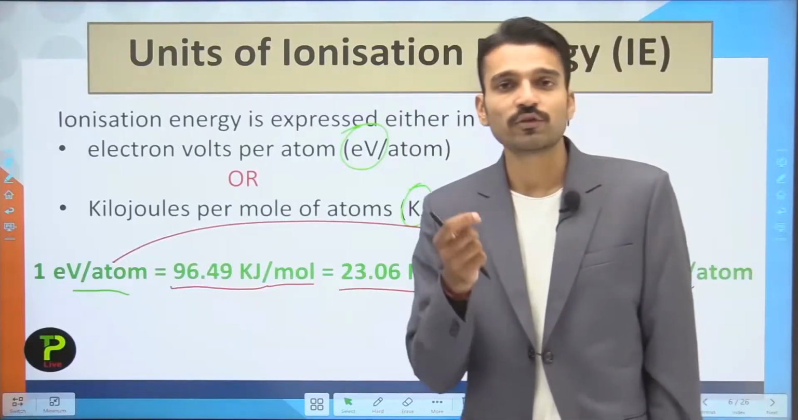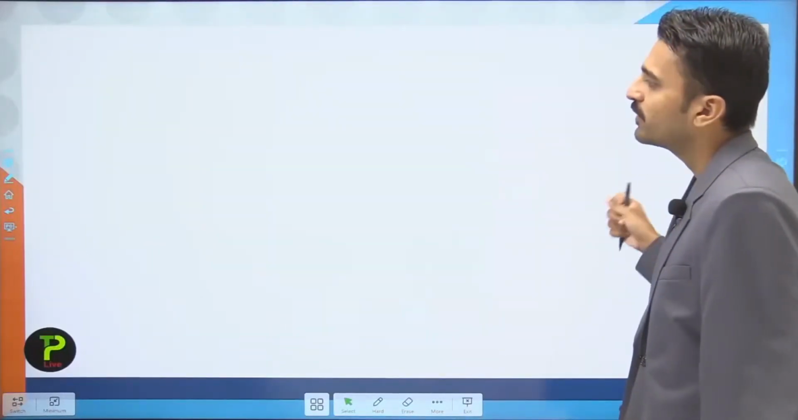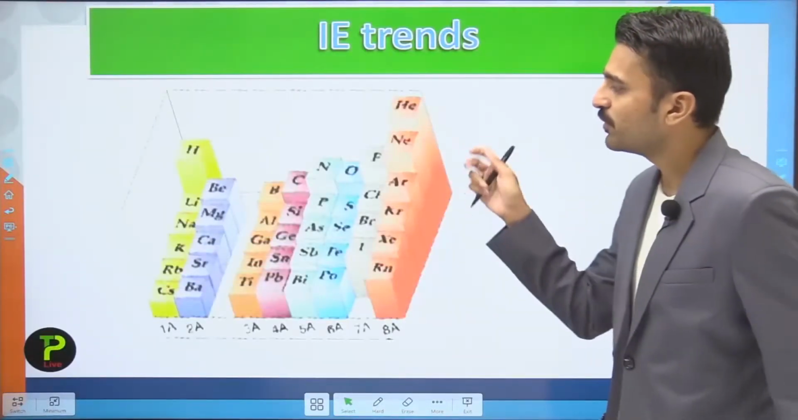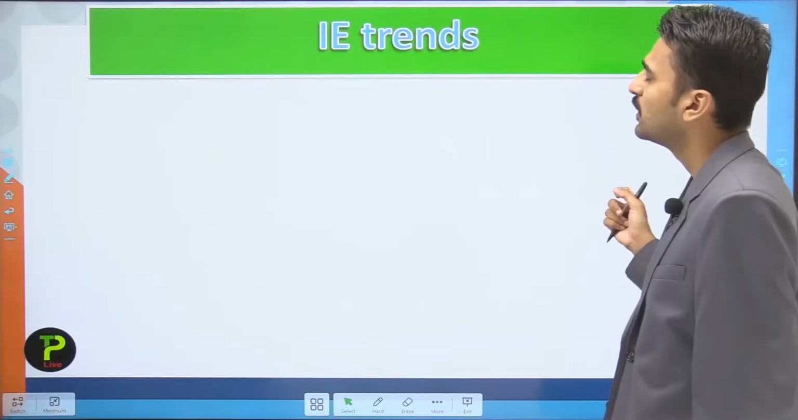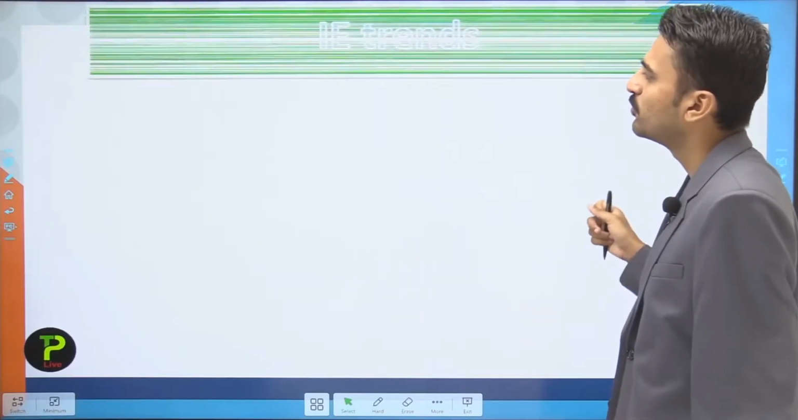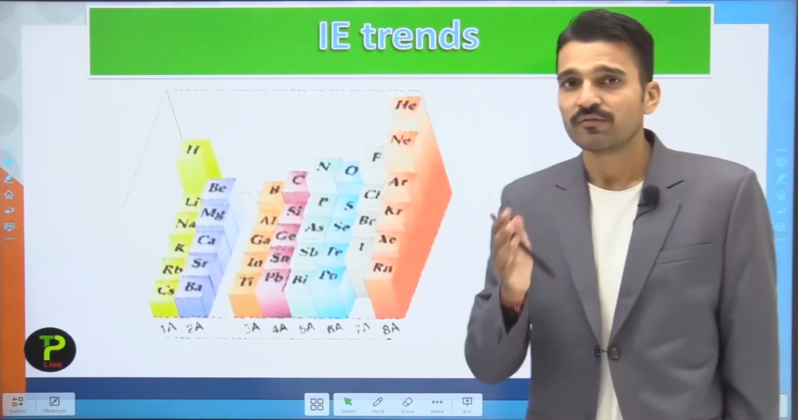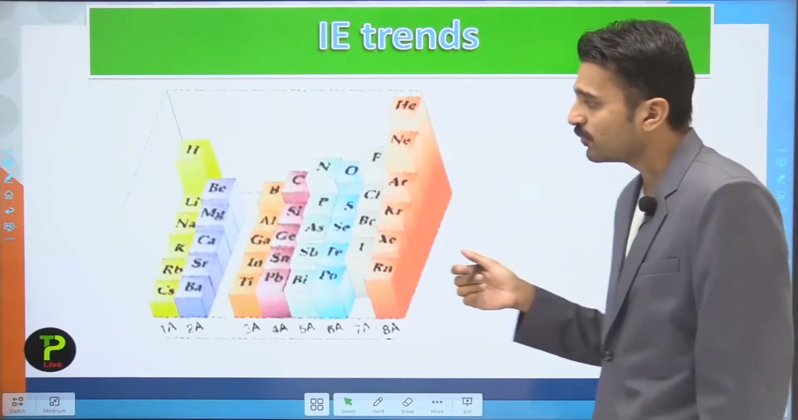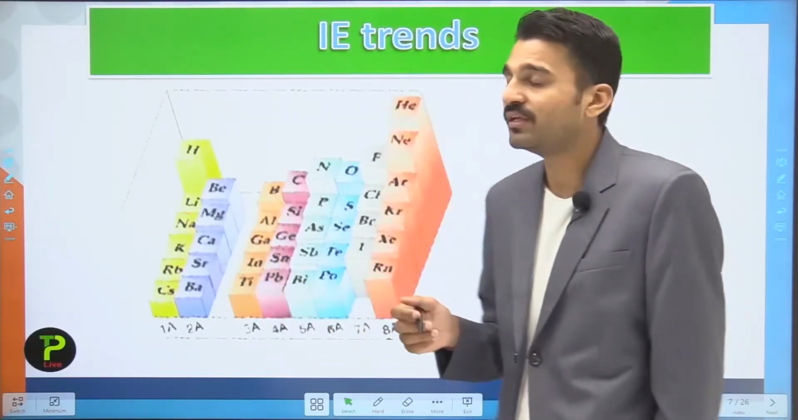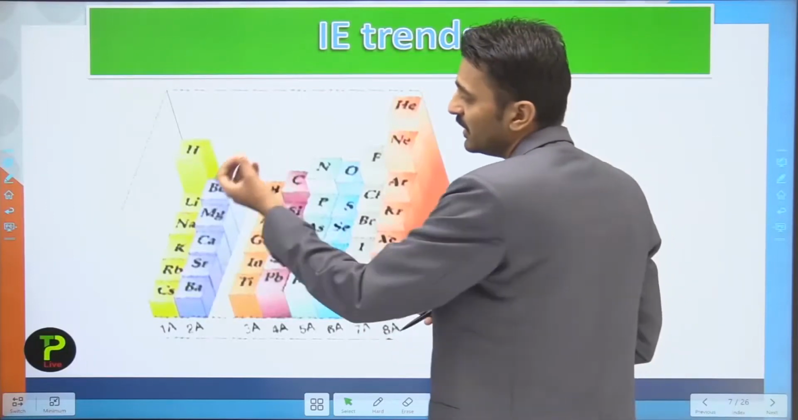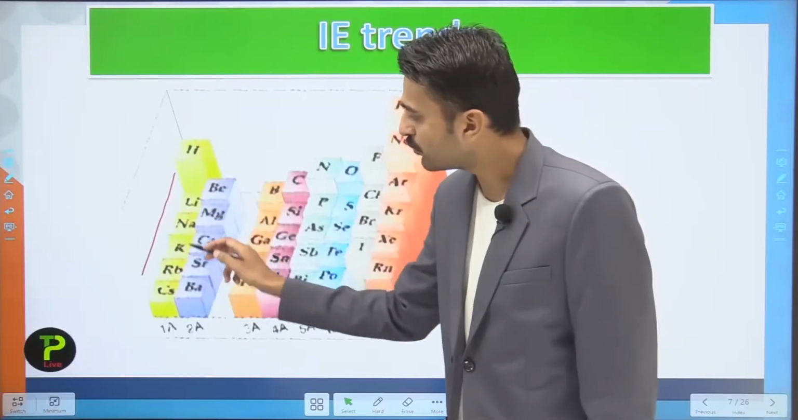So let us now move on to some of the trends across the period or across the group in the periodic table. We have seen this particular picture, in which there are bars for the elements which give us the ionization energy. Here you can see that the bar for hydrogen is much higher than that of lithium, sodium and potassium. It simply means that the ionization energy is higher for hydrogen in this group, that is hydrogen, lithium, sodium, potassium, rubidium and cesium.